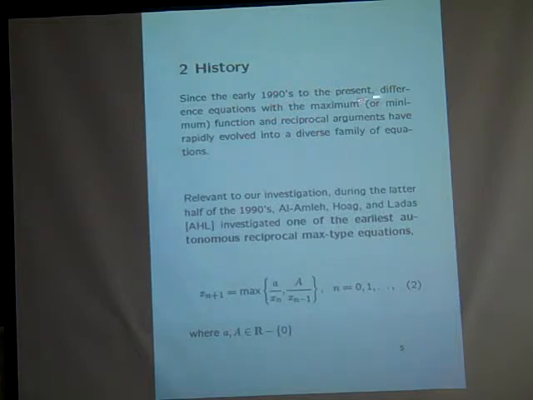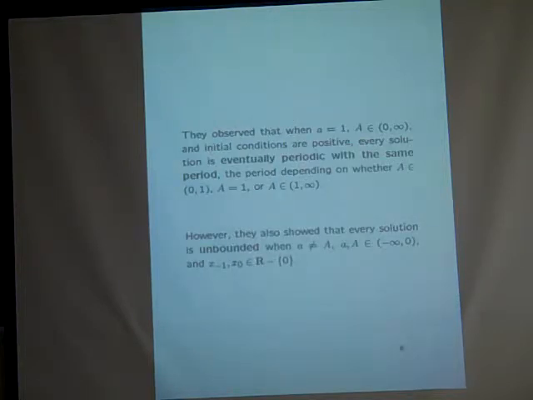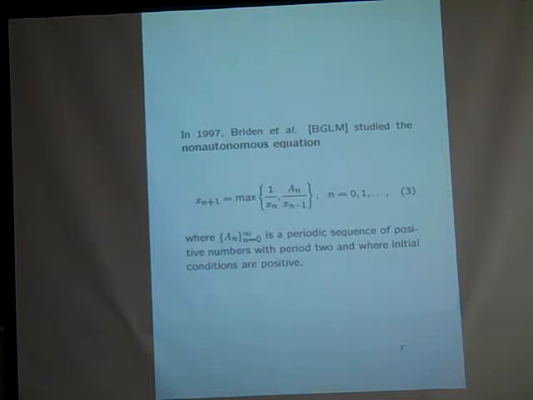Since the early 1990s, probably the first equation that looks similar to what I'm talking about was this non-autonomous equation, which did exhibit unbounded solutions when the parameters little a and big A were negative, and the initial conditions were real, but non-zero. However, and eventually periodic in other cases.